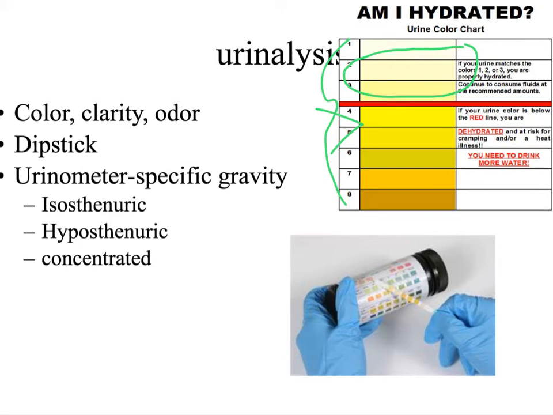You're going to be looking at color, clarity, and odor of a urine sample. It should be, again, sort of a pale yellow. It should be clear. It should not be murky. It should not be turbid. And it should not have an excessively strong odor, although that can be affected by certain foods. The other thing that can affect the odor is if you have a really high protein diet, then you'll have more of an ammonia smell.